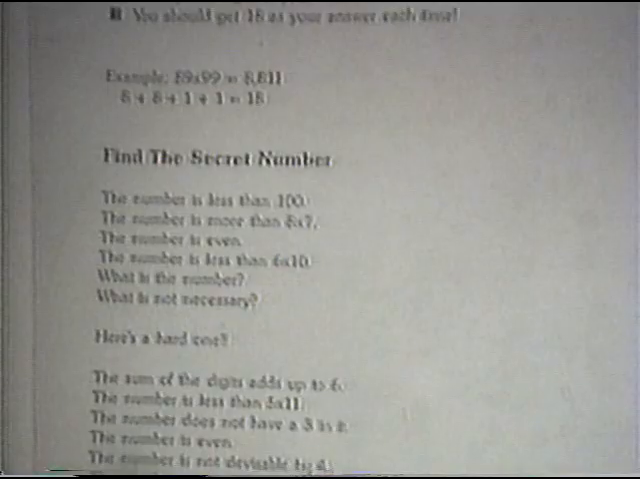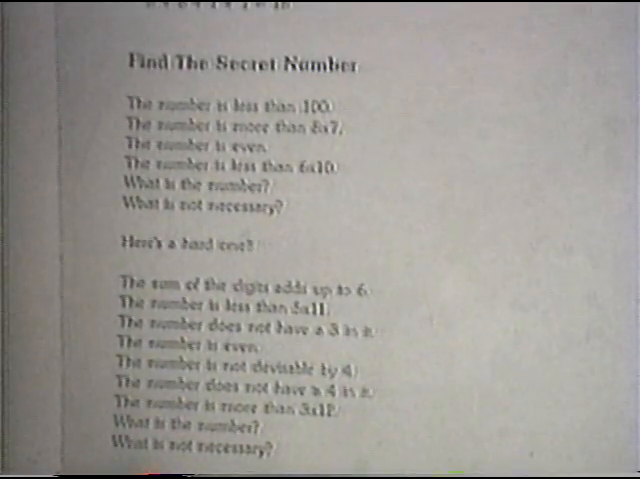Now, we find the secret number. The number is less than 100. The number is more than 8 times 7. The number is even. The number is less than 6 times 10. What is the number? What is not necessary?